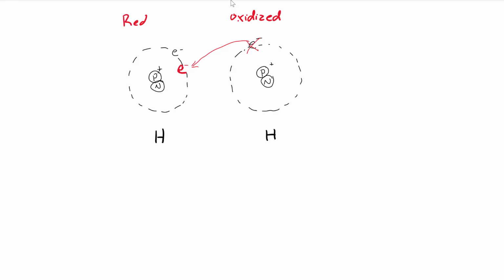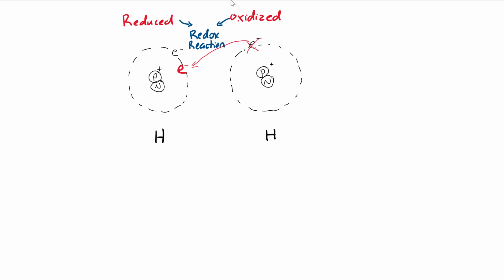Let's see what happens if one of these hydrogen atoms gives off an electron. The atom that loses an electron is oxidized. The atom that gains the electron is reduced, became more negative. These actions happen together and they're known as redox reactions.